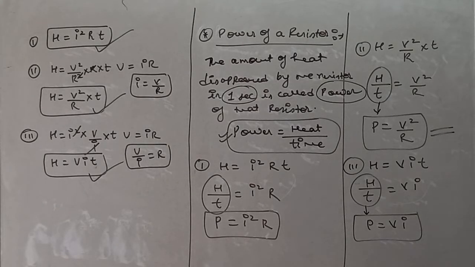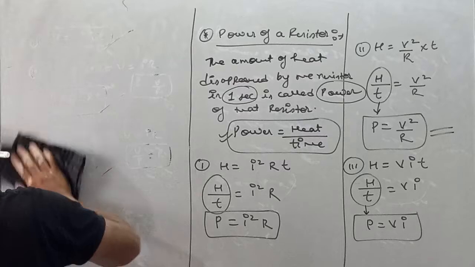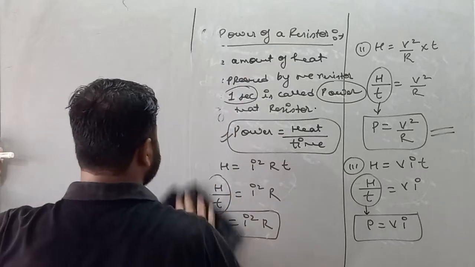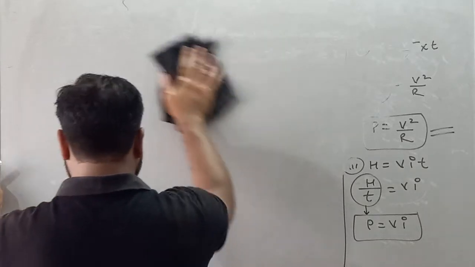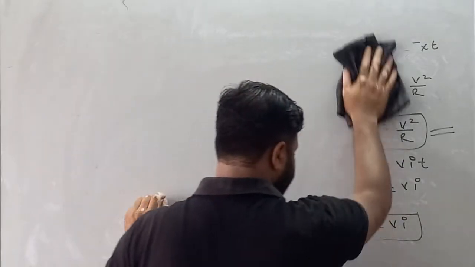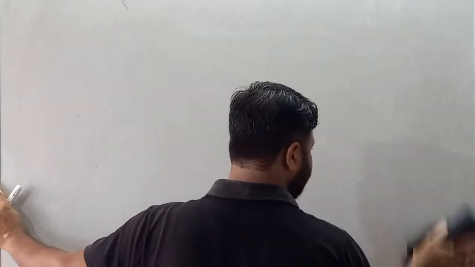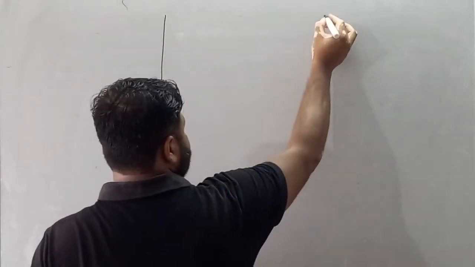Now write down the next topic. Write down, my dear student, power developed by the battery. Remember, the battery will develop the power and the resistor will dissipate the power. So our topic is power developed by the battery.